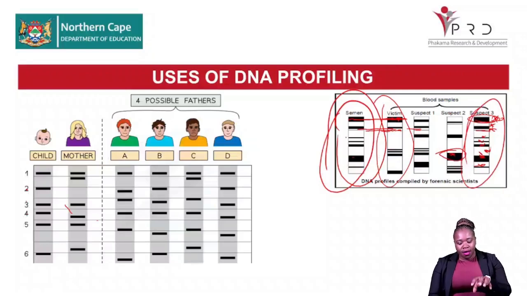So whichever male here is going to have 3 bars matching to all the remaining, not the ones that have matched the mother already, but the remaining ones, is the one that would be the father.